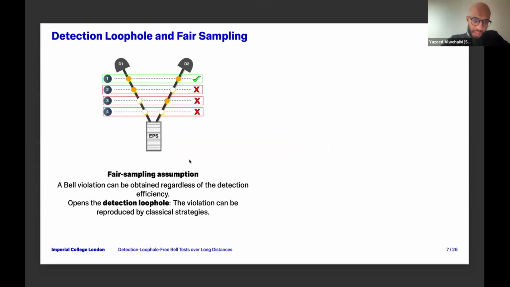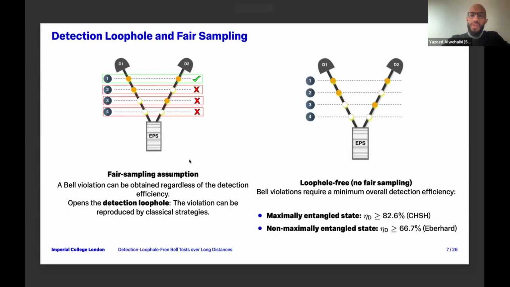But this opens the detection loophole, which means this violation could be obtained by classical means. Even if you get a violation, that does not mean the resources were actually quantum. It could be obtained by a carefully designed classical source also. So what we are aiming for is a loophole-free Bell test where we do not want to make these assumptions.